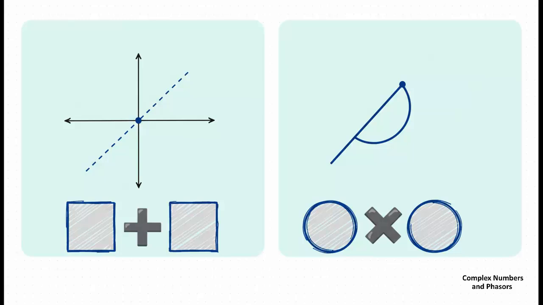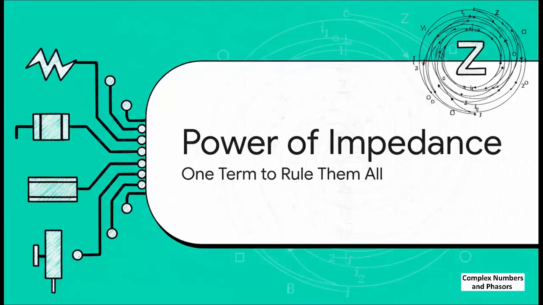Then there's polar form, which is more direct. It just gives you the straight line distance from the center and the angle, and this form is a lifesaver for multiplication and division. Having both makes the math incredibly flexible. So now we've got our perfect tool. It's time to put it to work.